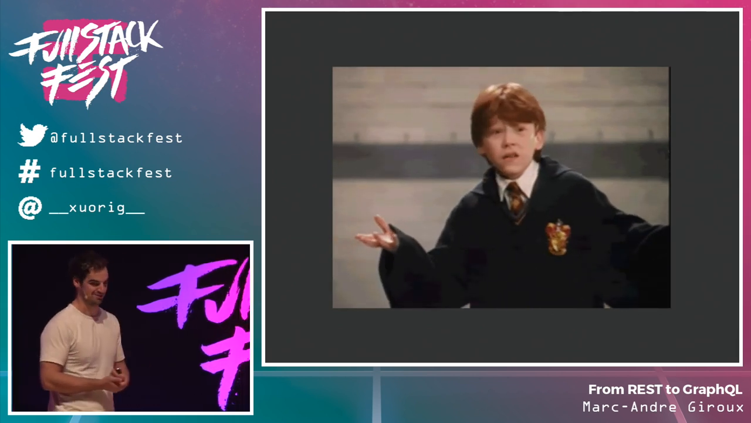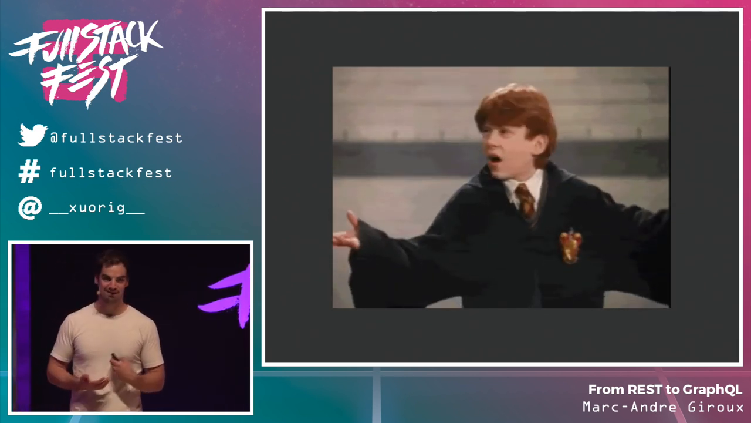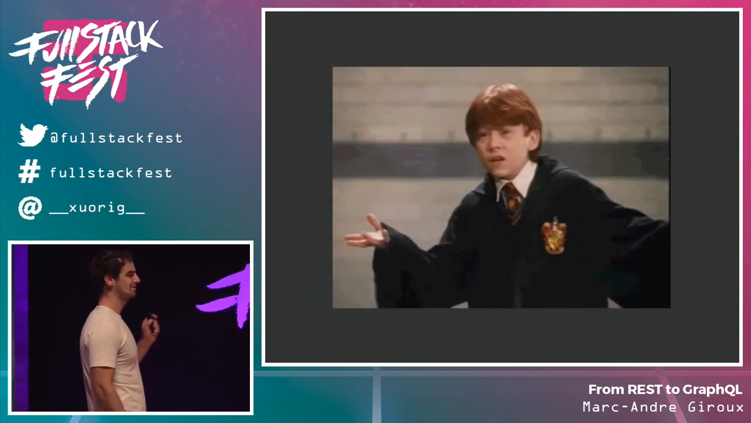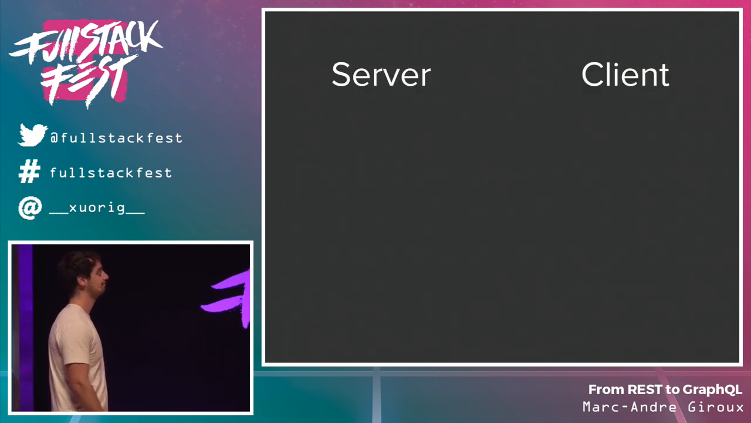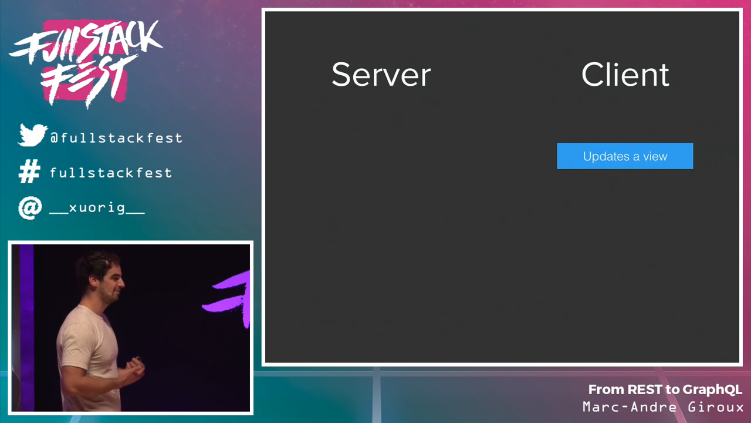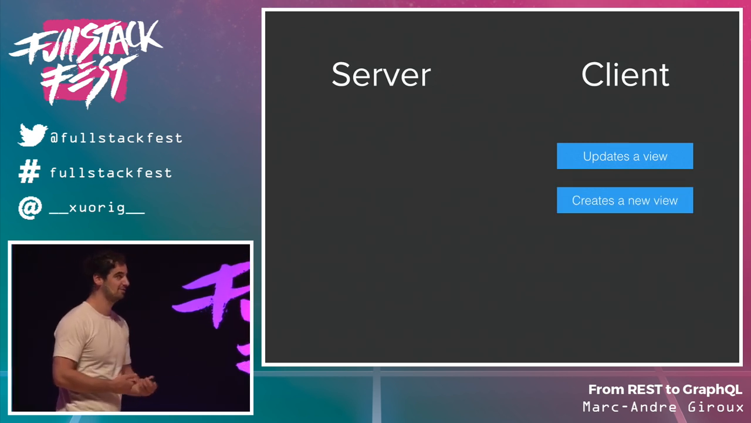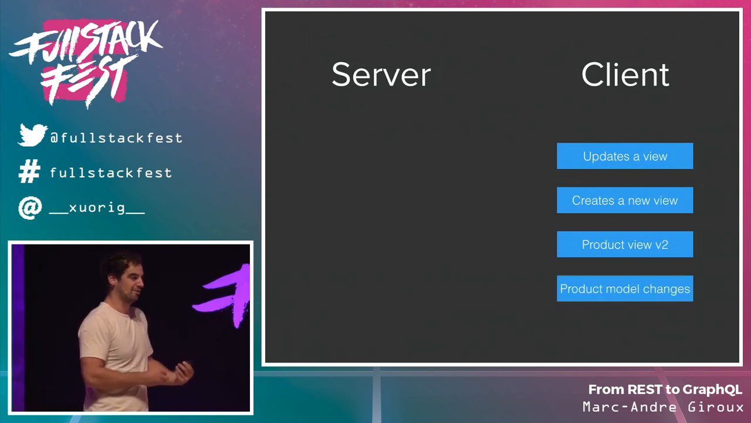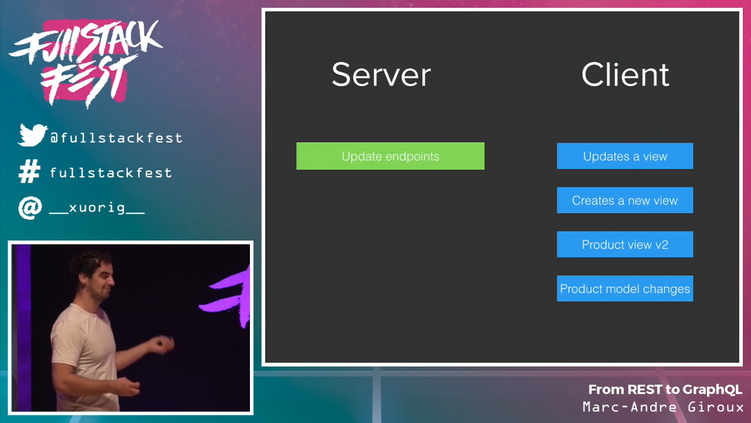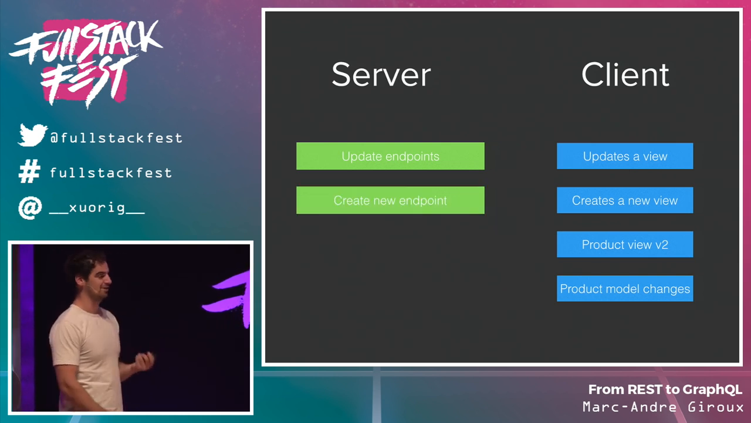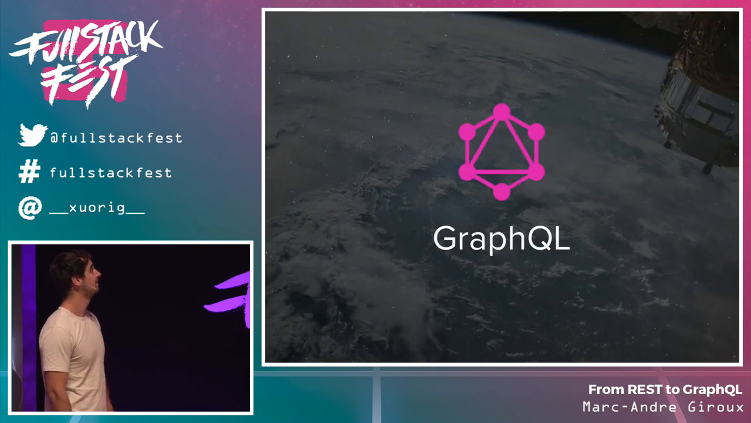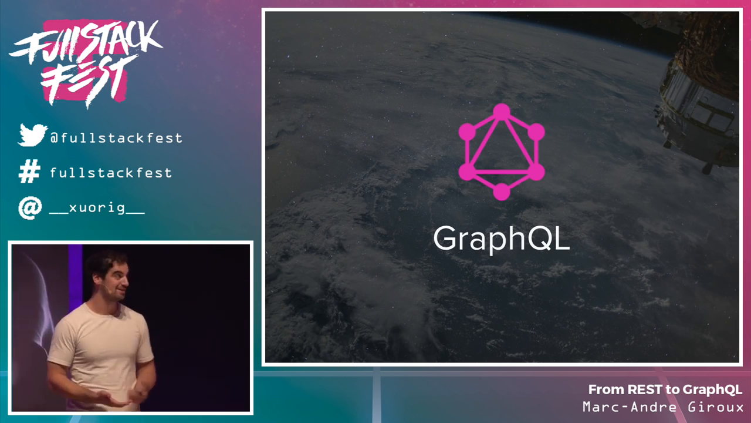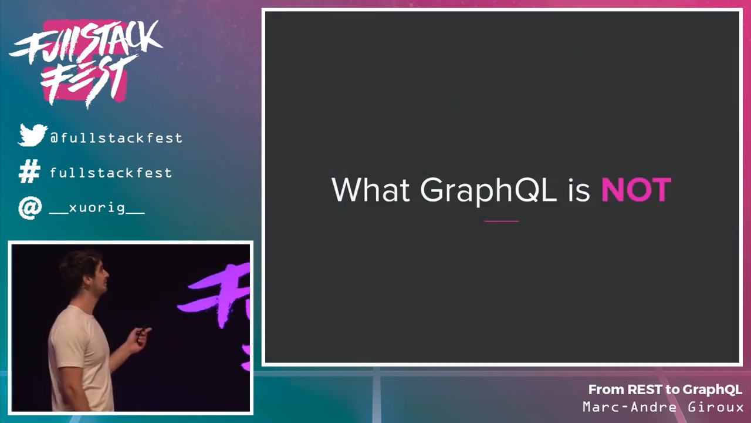What can we do to have exactly what we want, but still have a solution that scales well and doesn't make the client too coupled with the server endpoints? When a client updates a view, creates a new view, or maybe we have a new product view for another product, or the model of the product changes, every time we have to update our endpoints or create new endpoints, and that's kind of annoying. So GraphQL is here to help us. What is GraphQL? Actually, let's start with what GraphQL is not.